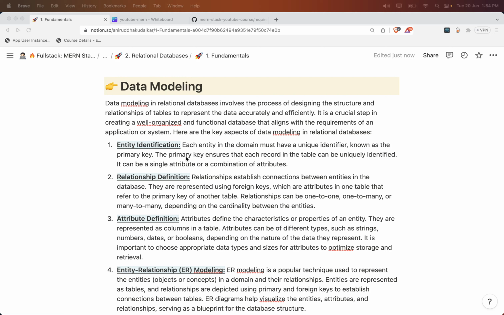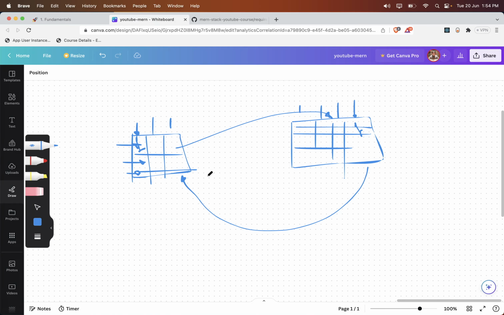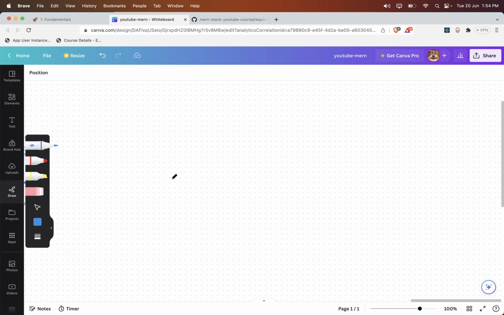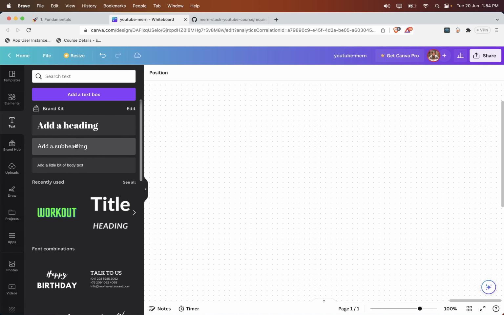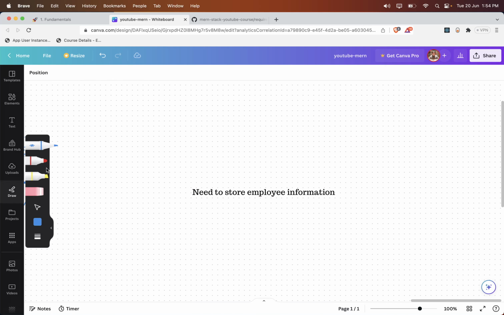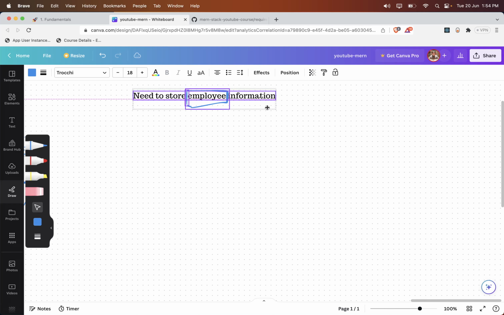So when you talk about data modeling, first you will imagine a term called entity. Now the client has given you a requirement: I want to store the employee information. So the client has given the requirement like this: need to store employee information. Now see, in this sentence, the employee thing would be considered as an entity.